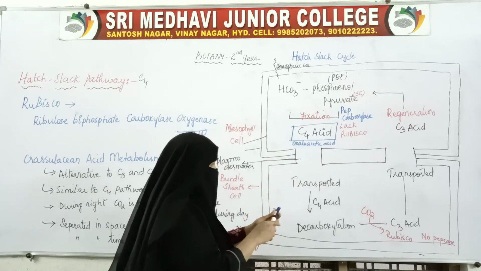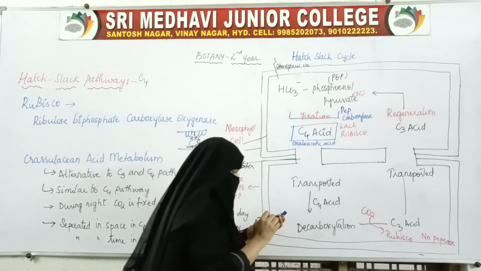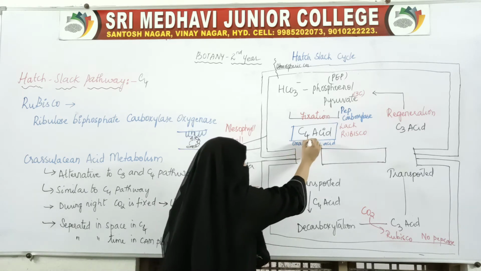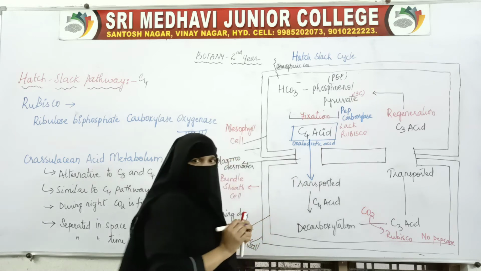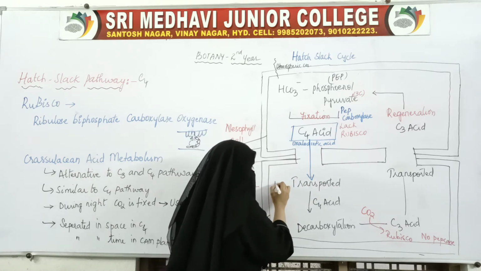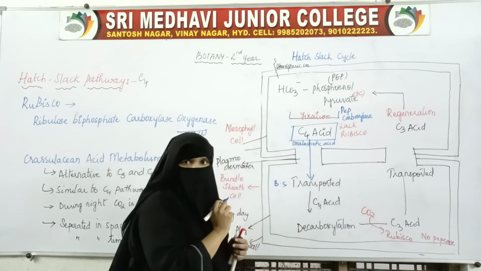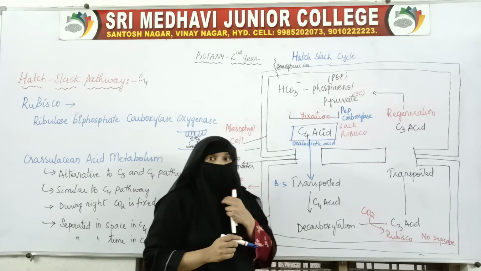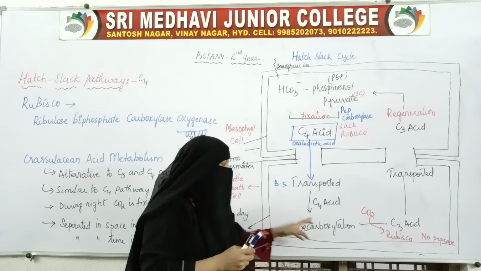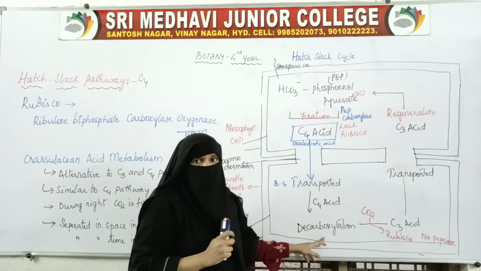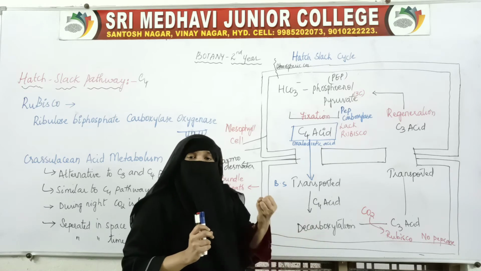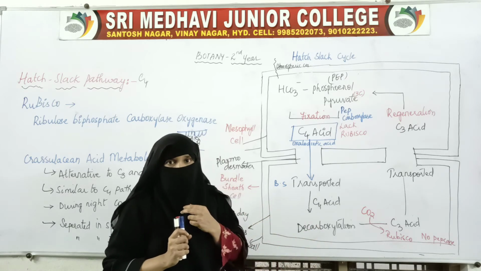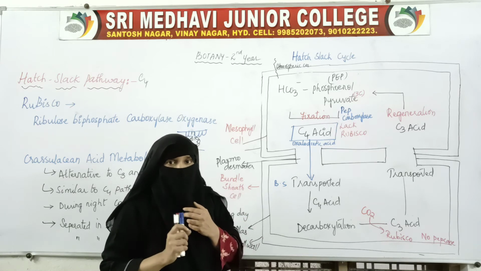So what is the process here? What is transported? The C4 acid is transported to where? To the bundle sheath cells. Now, in the bundle sheath cells, decarboxylation will take place. Decarboxylation is nothing but removal of carbon dioxide.